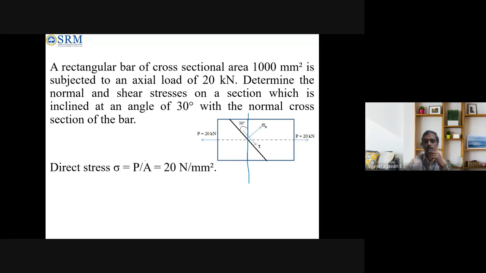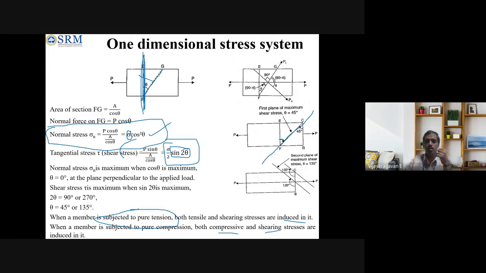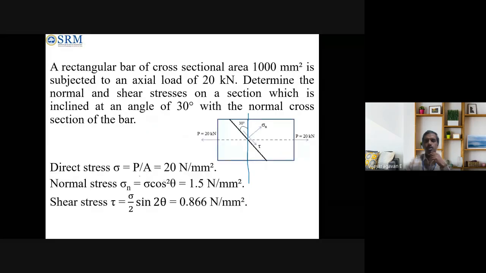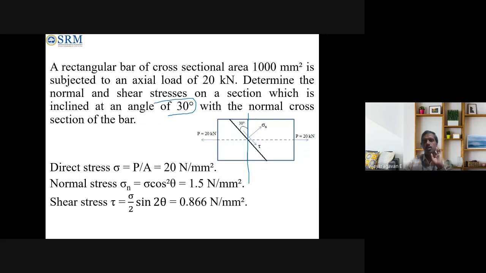First, the stress is nothing but force by area. Force is 20 kilonewton, that is 20,000 Newton, divided by 100 into 100 mm square, which is 2 Newton per mm square. Normal stress is sigma cos square theta. We know the formula; we have derived it in the earlier slide. Tangential stress is sigma by 2 sin 2 theta. Just use these two formulas and calculate the stresses. And theta value is going to be 30 degrees.